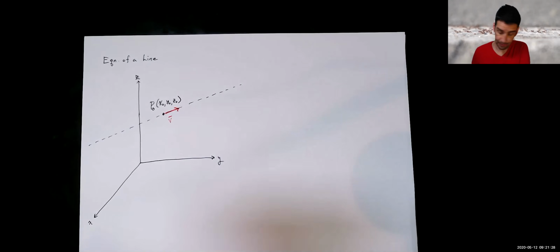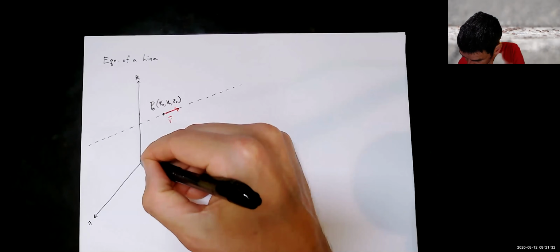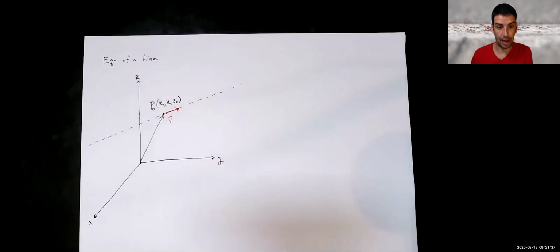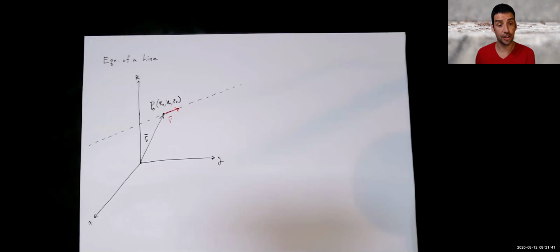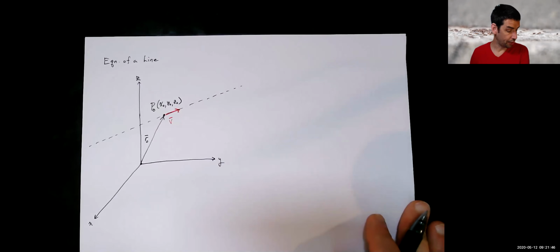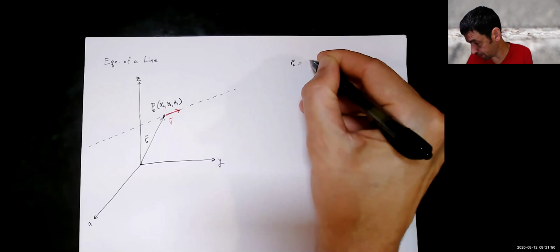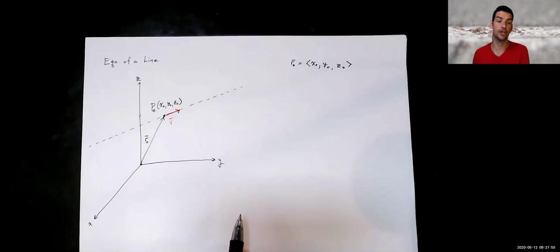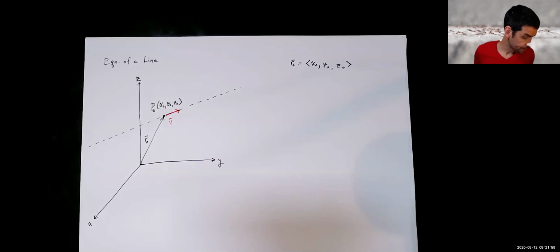So here's what we're going to do. I'm going to draw a vector from the origin to that point that we know. I'm going to call that vector r naught. It's the direction vector for P. And so from the picture, r naught must be equal to x naught, y naught, z naught. Just looking at what I've drawn here, it's a vector pointing at the point P naught.